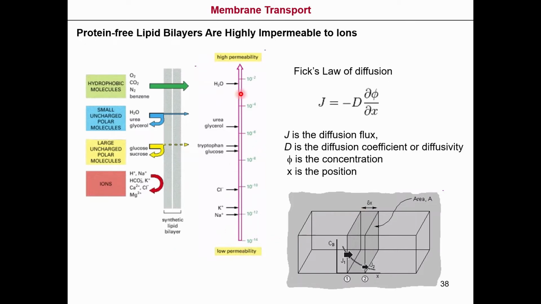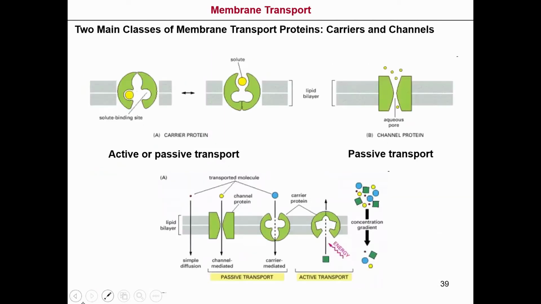You have the same scale, another scale here. You have the diffusion flux of molecules across a lipid bilayer, and you see that for water, it's highly permeable, but for ions, cation or anion, you have very low permeability. So that's why we need proteins to cross the membrane. We have 2 classes of membrane transport proteins, the carrier and the channel.